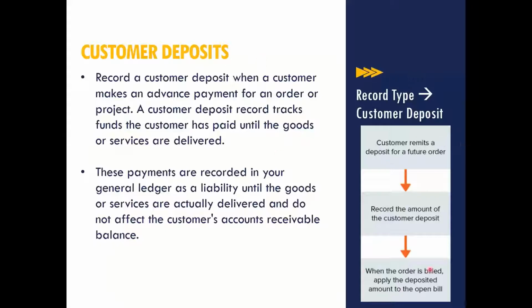So this is a little graphic representation of this process. Here the customer remits a deposit for a future order, you record the amount of the customer deposit, and then when the order is billed, and remember billed means invoice created, you apply the deposited amount to the open invoice. You'll see this language throughout NetSuite that can get confusing. They say to the open bill, but it's an invoice in this case, okay?